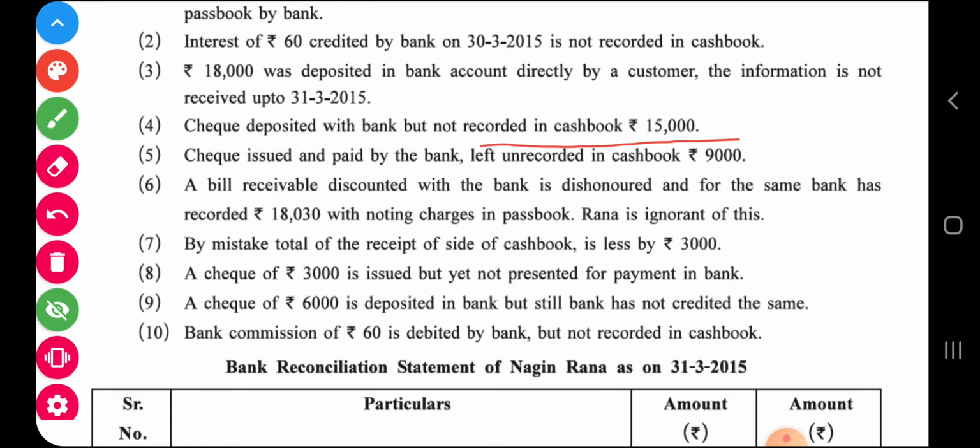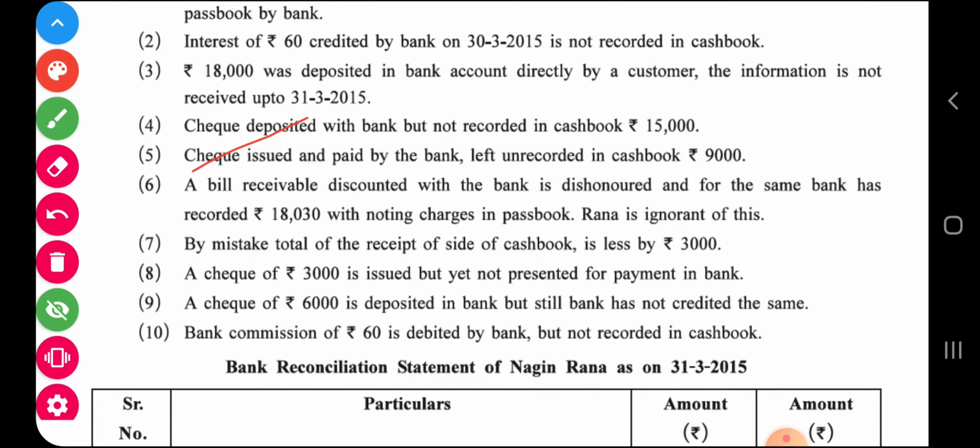Number 4, check deposited in bank but not recorded in cash book, 15,000. Now check deposited in bank, that means in passbook it is recorded, cash book માં રેકોર્ડ નથી થયું કીધું. તો પાસબુકમાં ક્યાં રેકોર્ડ થયું હશે? તો કે ક્રેડિટ સાઇડ ઉપર. તો same we have to debit in the cash book. તો આ 15,000 we will debit it, and reason we will write that check deposited in bank but not recorded in cash book.